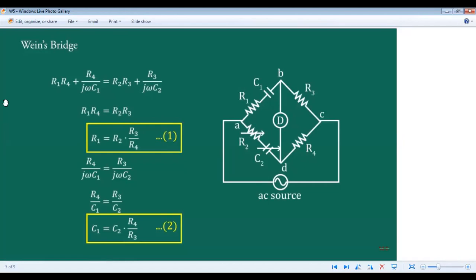So equations 1 and 2 are the bridge balance conditions, and these conditions are satisfied by the successive adjustment of C2 and R2. When the bridge is in the balance condition, the null detector shows zero or near zero reading. What is the meaning of that?